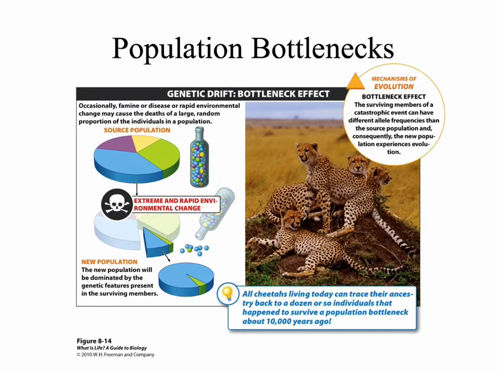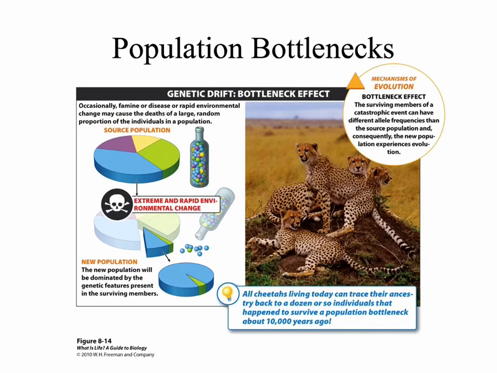Another effect that can cause genetic drift is the population bottleneck. Bottleneck effect is when a large proportion of a population is killed off due to natural disaster. The individuals die randomly, not based on their genes or any particular trait. After a bottleneck effect, the surviving population will have a very different allele frequency than the original population.